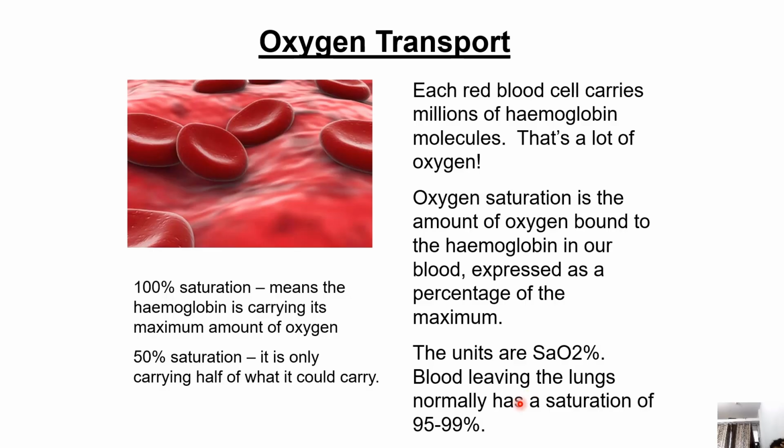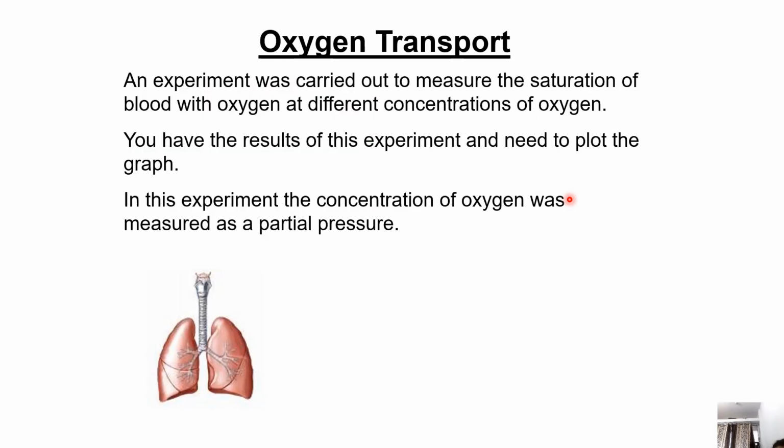Now, 100% saturation means the hemoglobin is carrying its maximum amount of oxygen. 50% is only carrying half of what it could carry. That's self-explanatory. Now, each red blood cell carries millions of hemoglobin molecules. That's a lot of oxygen. Now, oxygen saturation is the amount of oxygen bound to the hemoglobin in our blood, expressed as a percentage of the maximum. Blood leaving the lungs is normally at a saturation of 95-99%.